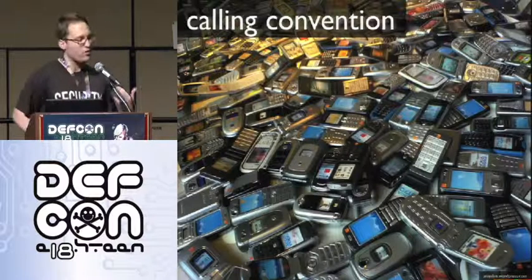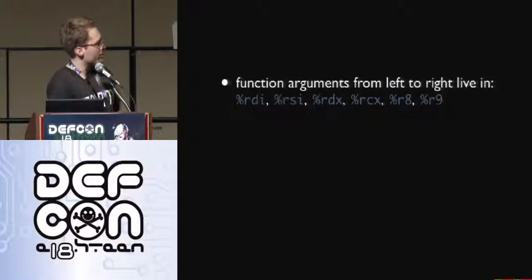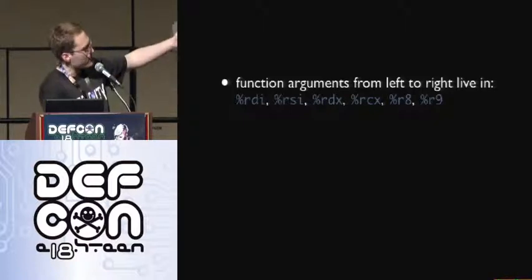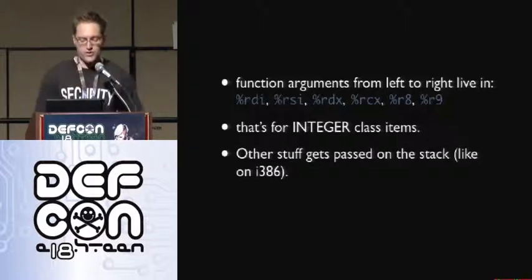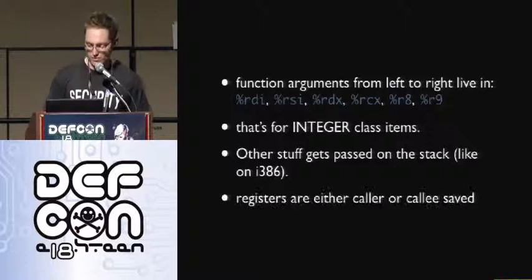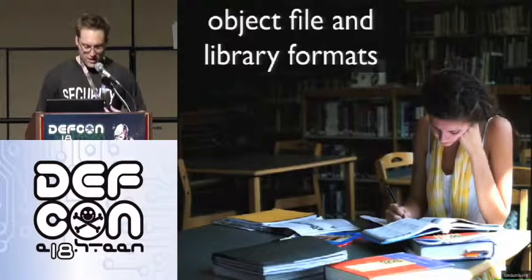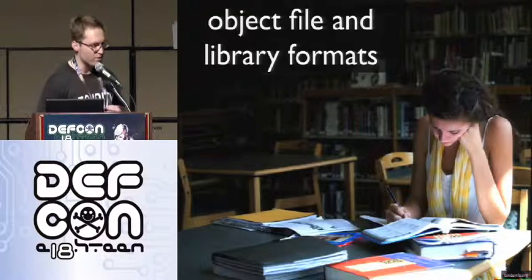We also need to care about calling convention. So for calling convention, all we really care about is that function arguments live in registers left to right. So first argument's in RDI, second's in RSI, et cetera. But that's only for integer class items. Other stuff gets passed on the stack, similar to the way arguments get passed on i386, if there's any i386 hackers in the room. Registers are either caller or callee saved. And that's pretty much all we need to know about calling convention to make binary patching work later.